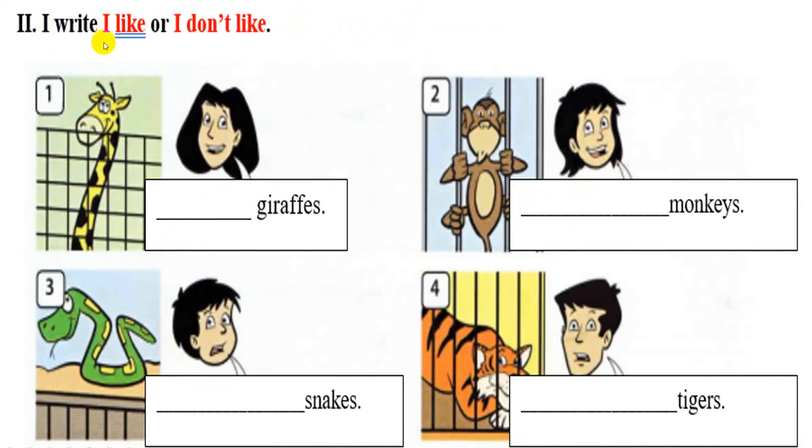Now, write I like or I don't like. Okay? Picture one is a giraffe. And the woman can say I like or I don't like. The answer is I like. Okay? I like giraffes. So you do the same with number 2, 3, and 4.